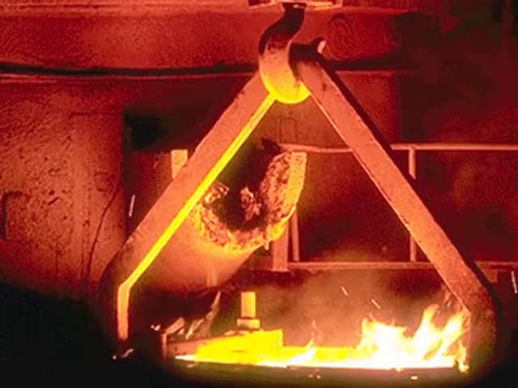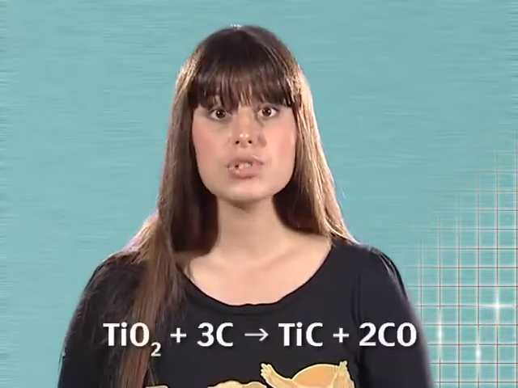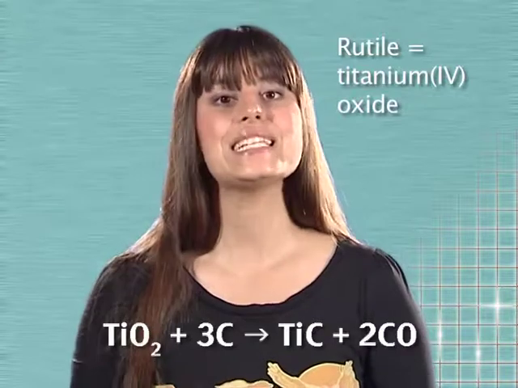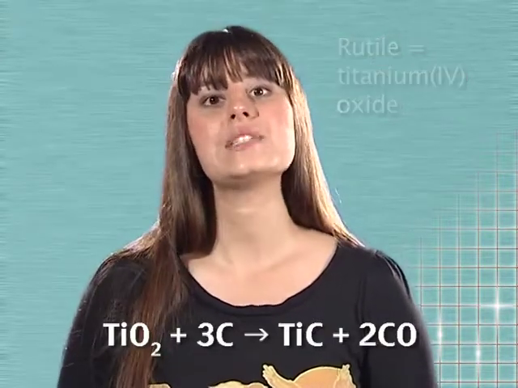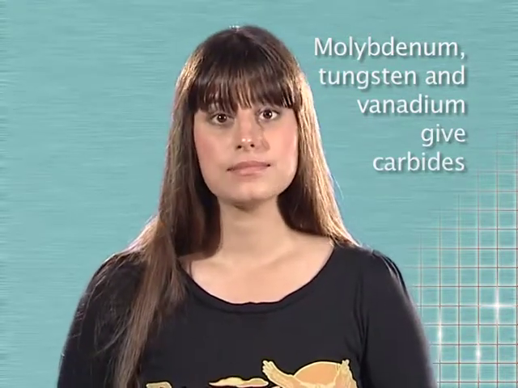Thermodynamics shows that all oxides of metals can be reduced to the metal by heating with carbon, but oxides of the more reactive metals, such as aluminium, need far too high a temperature for the process to be economically viable. Some react with the carbon to give metal carbides rather than the metal. For example, when rutile, titanium(IV) oxide, is heated with coke, titanium carbide is formed rather than titanium metal. Other oxides that give carbides are molybdenum, tungsten, and vanadium.